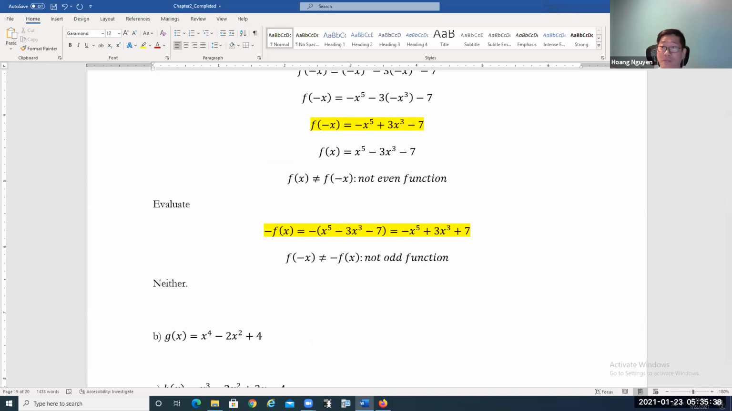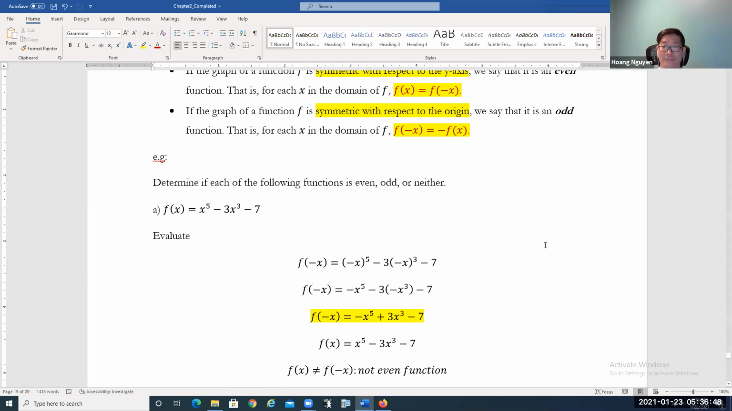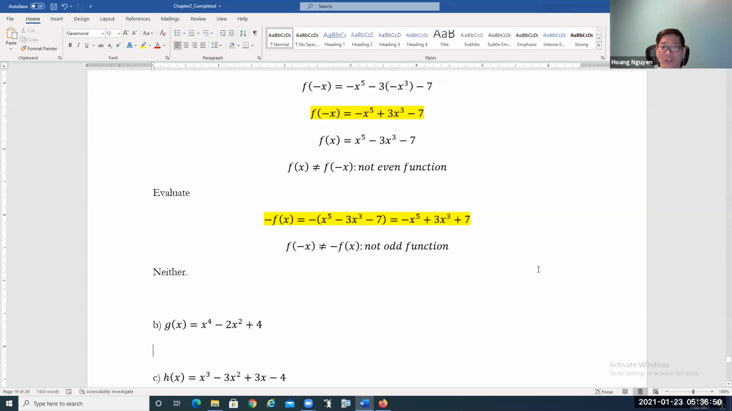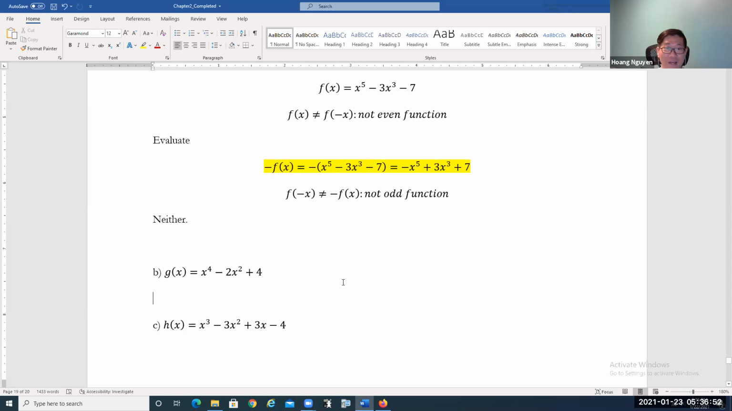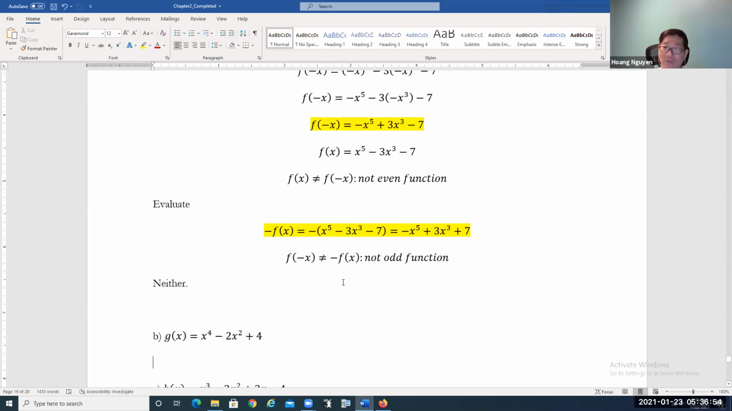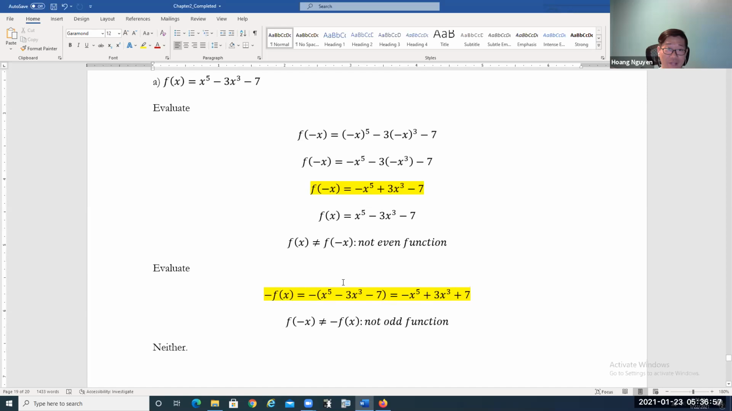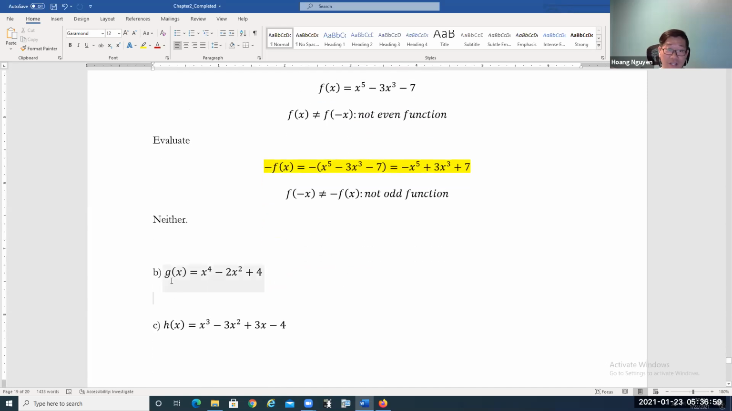Now let's try question B together again, everyone. It's gonna be similar to the step-by-step we did with question A. We are given the function g of x over here. I just named it differently. The function g of x is x to the power 4 minus 2x squared plus 4. We're going to determine if this function is even or odd.